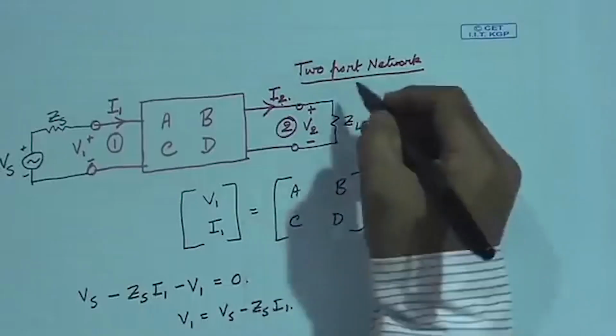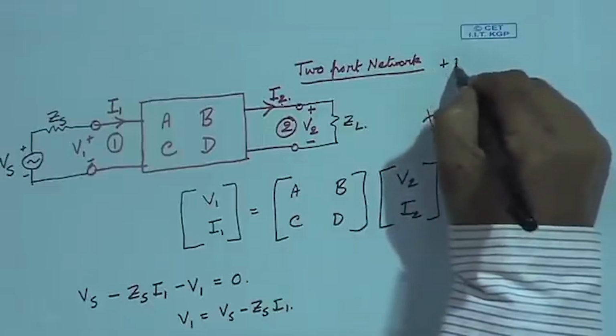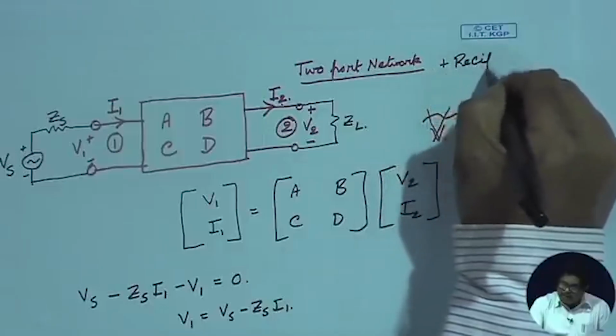Generally, you know that we do not use magnetic materials like ferrites etc. to design a filter, because they become bulky and lossy. So, we are assuming a reciprocal 2-port network. With this 2-port network, I will add a condition that it is a reciprocal network.